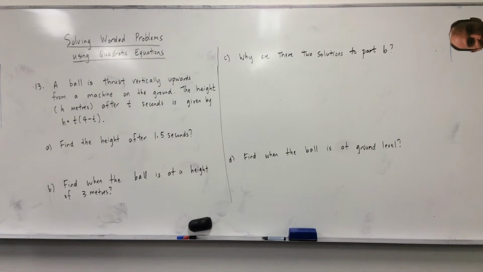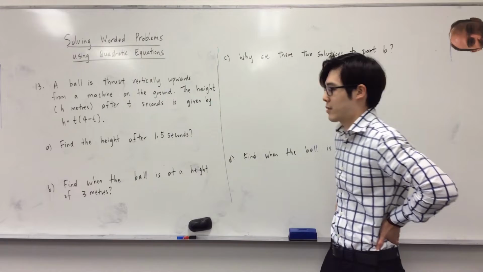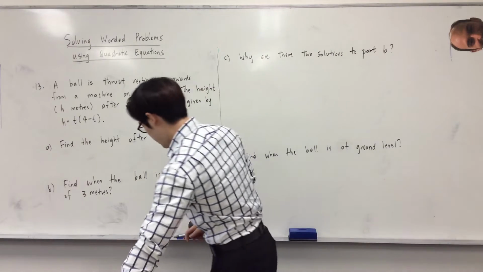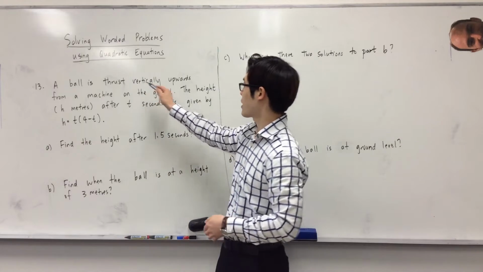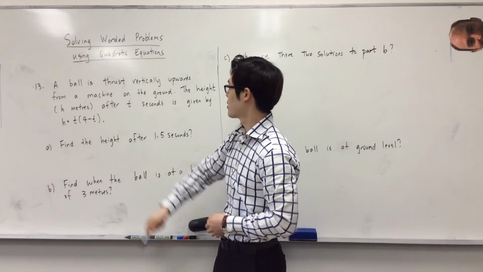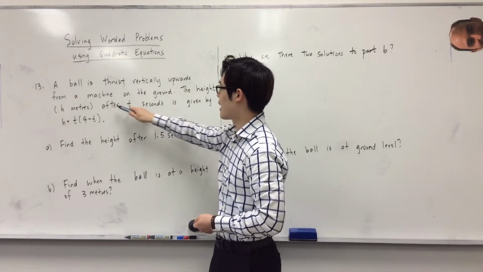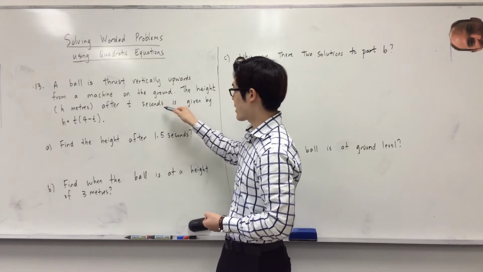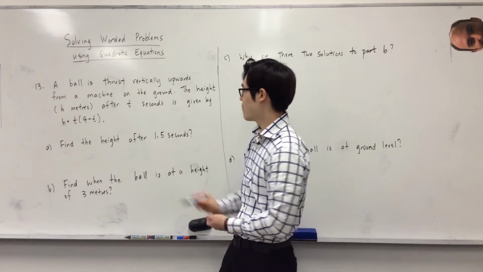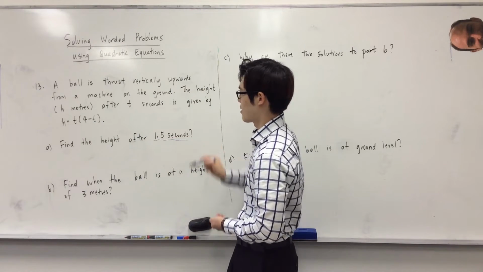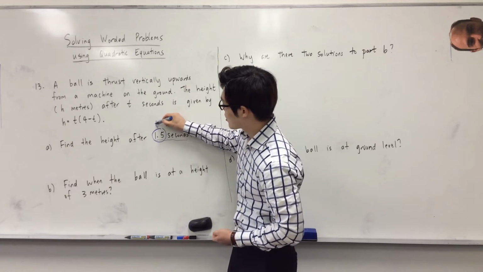Alright everyone, let's have a look at another final problem in quadratic equations, okay? So, we have a ball that is thrust vertically upwards from a machine on the ground, and the height of the ball in the air after a certain amount of seconds is given by this quadratic equation. First question, find the height after 1.5 seconds. So this is your time and this is your t.